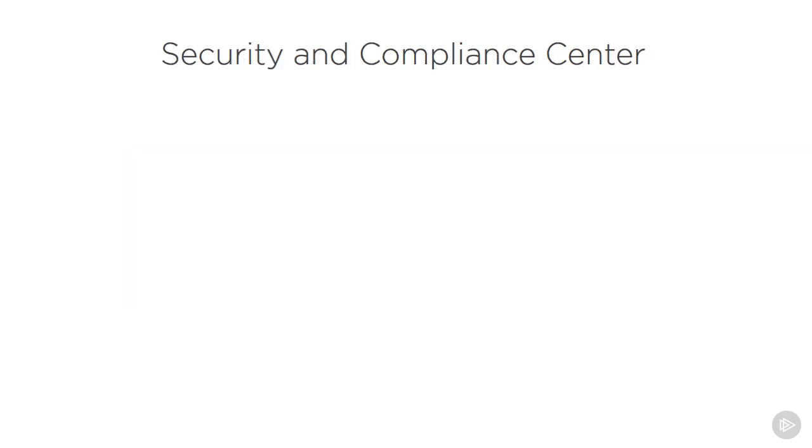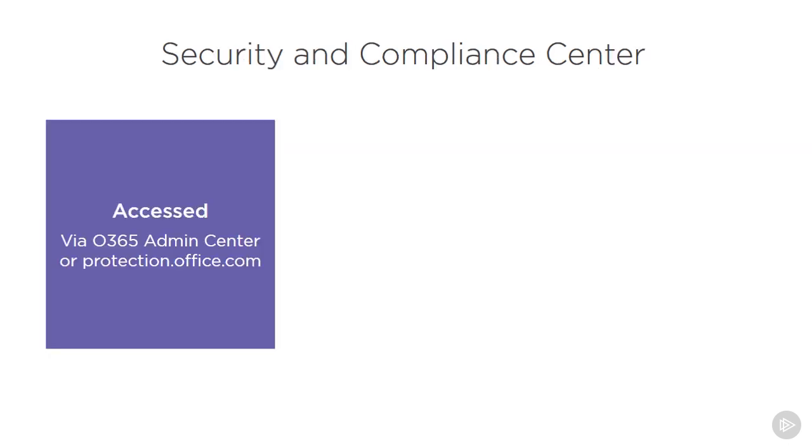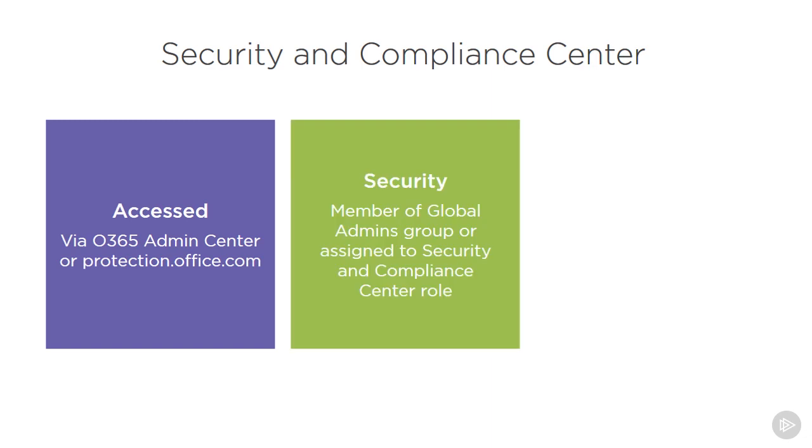Now, this is managed primarily through the Security and Compliance Center. And to begin with, it's accessed via the Office 365 Admin Center, or you can type in protection.office.com, and that'll bring you in specifically to the Security and Compliance Center, of course, after you've supplied your credentials. As far as security is concerned, to be able to access this Compliance Center, you need to be a member of the Global Admins Group, or we can assign you to a specific role called the Security and Compliance Center role. And that gives you permissions within that role without giving you full-blown global admin permissions, which gives you permissions to do anything you want inside of Office 365. So it's a way to restrict the permissions to the Security and Compliance Center without giving someone full rights.